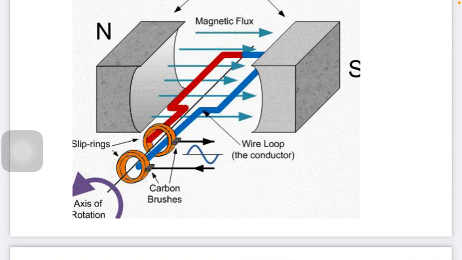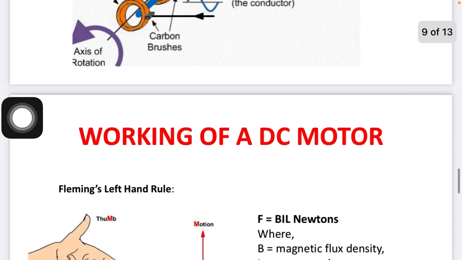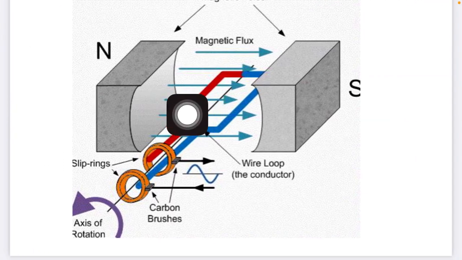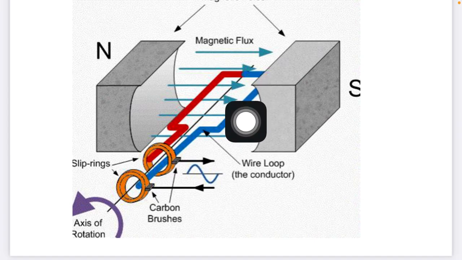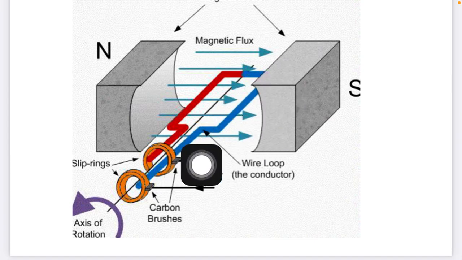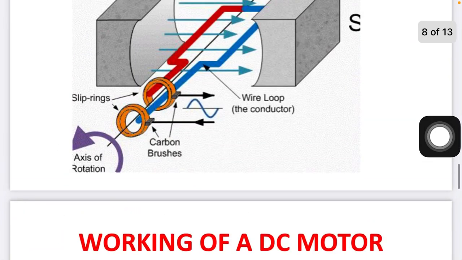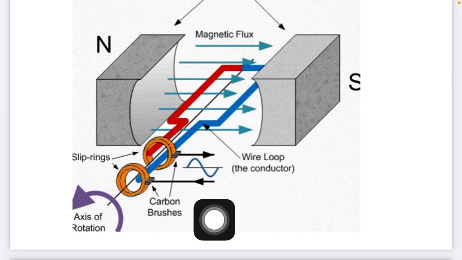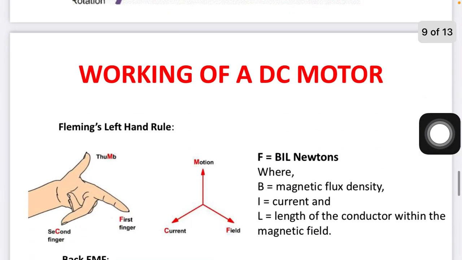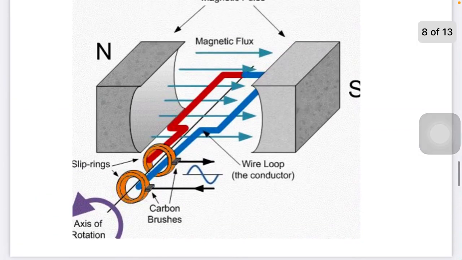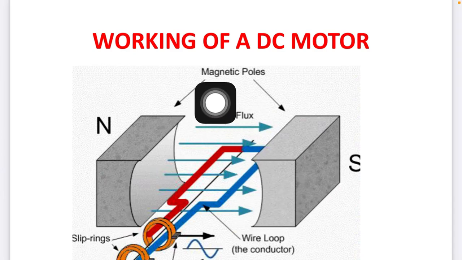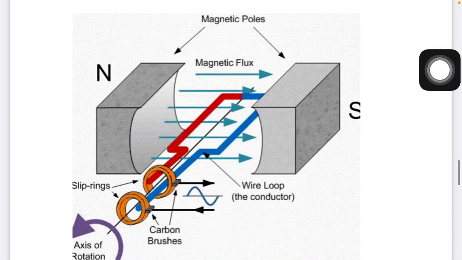On the red side the current will come downward, according to Fleming's rule, and the thumb indicates the direction of force. So on the red line, force is generated in the upward direction, whereas it is exactly inverse for the blue line. When the force is upward on the red line, the force on the blue line is downward. So the direction of current will be in that direction: this is the direction for blue, downward, and that is for red. So current will continuously flow.